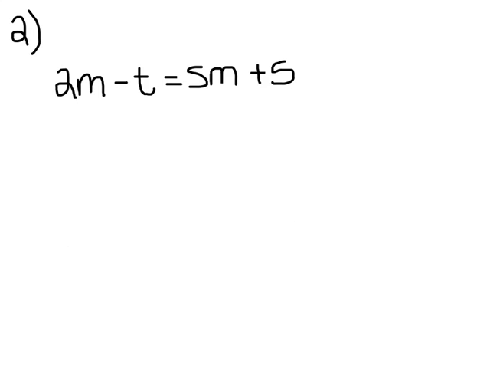In example 2, we're given the equation 2m minus t equals sm plus 5. This right here is a 5. So we'll be solving this equation for m. As in solving any equation, if we're solving for m, we need all of our m's on one side. So I'm going to take this sm right here, and I'm going to move it to the left side of my equation with my 2m. I'll do this by subtracting sm on both sides.